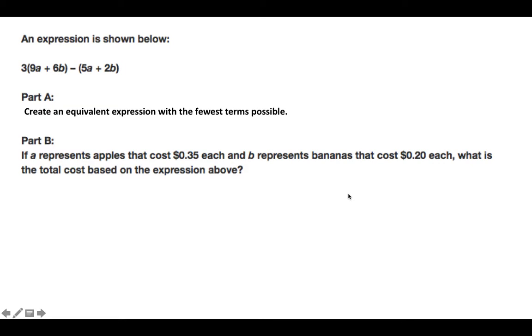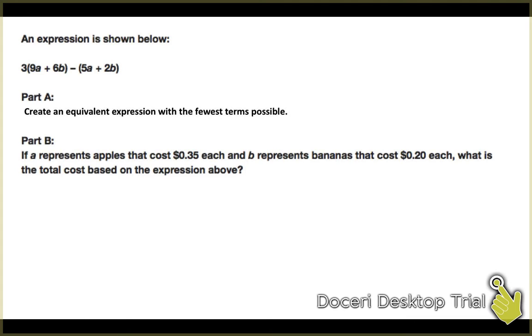Alright, it says an expression is shown below. What we need to do in part A is create an equivalent expression with the fewest terms possible. So that means that what I need to do is take my expression and I want to combine like terms and get rid of these parentheses. So in order to get rid of the parentheses, I'm going to use the distributive property. Okay, so let's go ahead and do that.